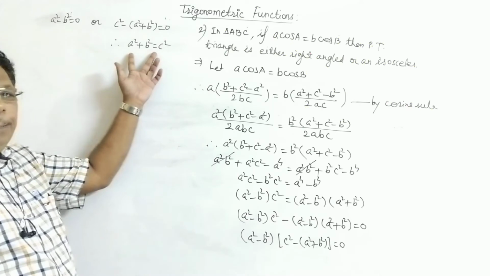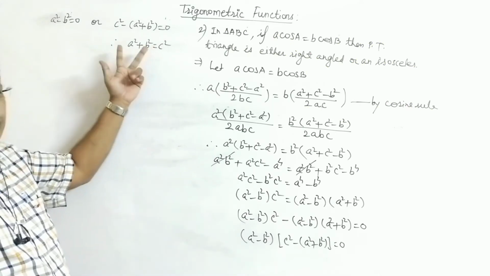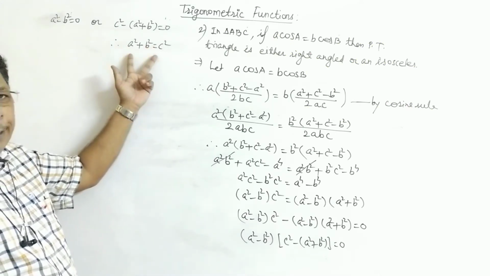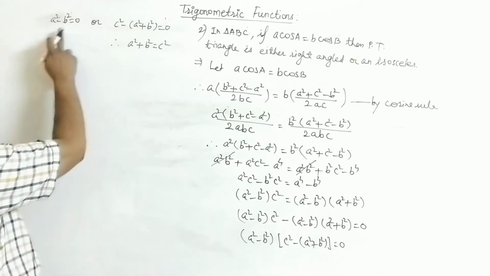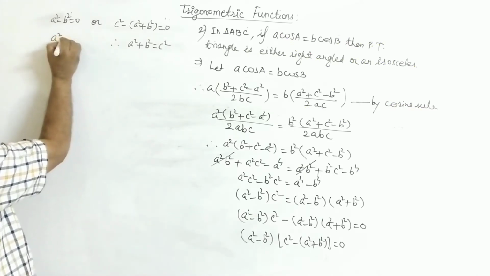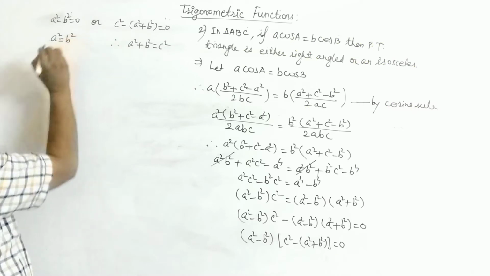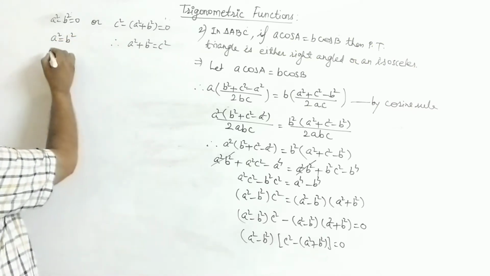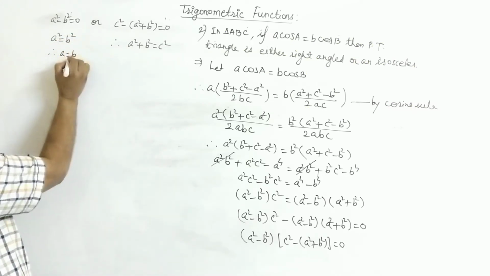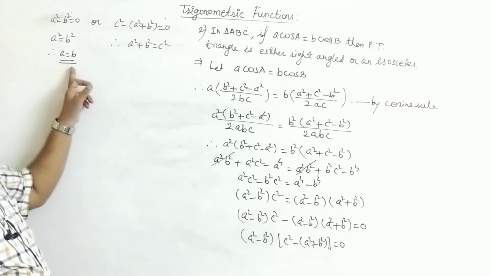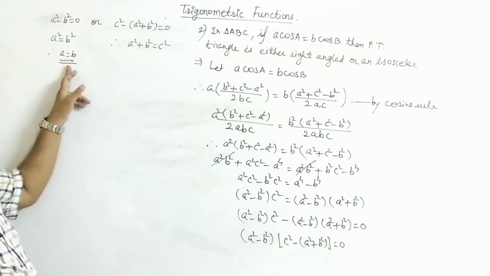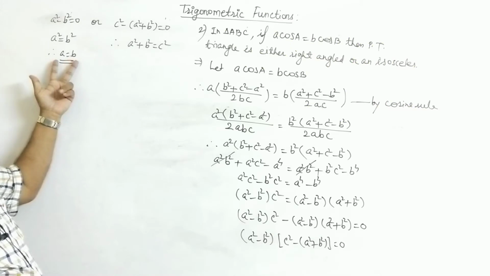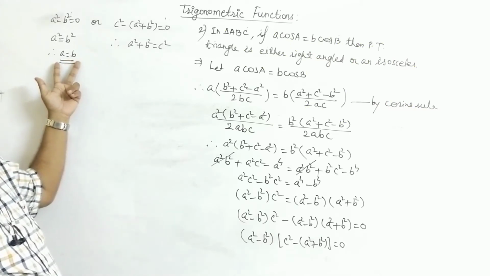It means by using the Pythagoras theorem we can say that triangle ABC is a right angle triangle. Now A square minus B square equal to 0. From this we can write A square equal to B square. Take the square root and we get A equal to B. From this we can conclude that triangle ABC is an isosceles triangle because two sides are equal.